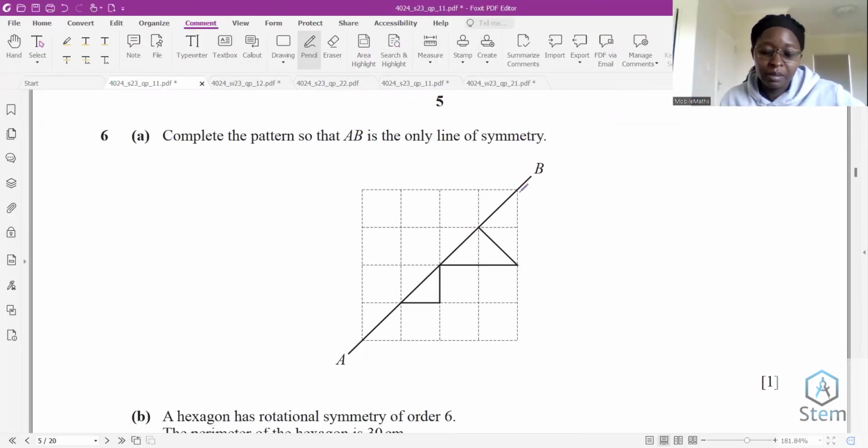Okay, complete the pattern so that AB is the only line of symmetry.